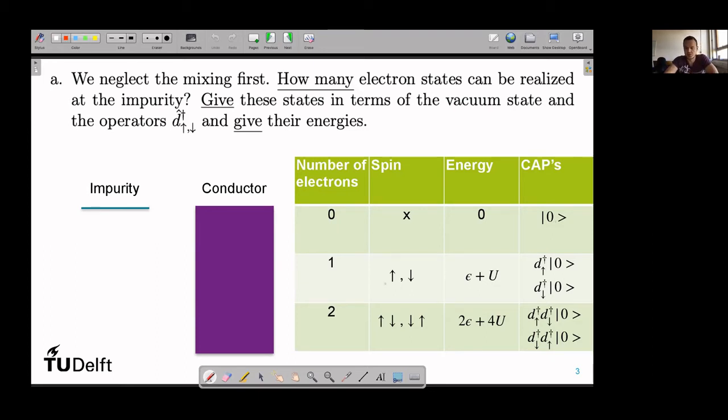Then we move to 1 electron. You can have up or down. It has an energy epsilon plus U, and you have 2 states. You either create an electron with spin up, or you create an electron with spin down at the impurity. Then we move to 2 electrons. You can have 2 electrons at the impurity, it's either up down or down up. Those are 2 equivalent states, and both of them have the energy 2 epsilon plus 4U. And again, this is how you can express the two states with creation and annihilation operators.